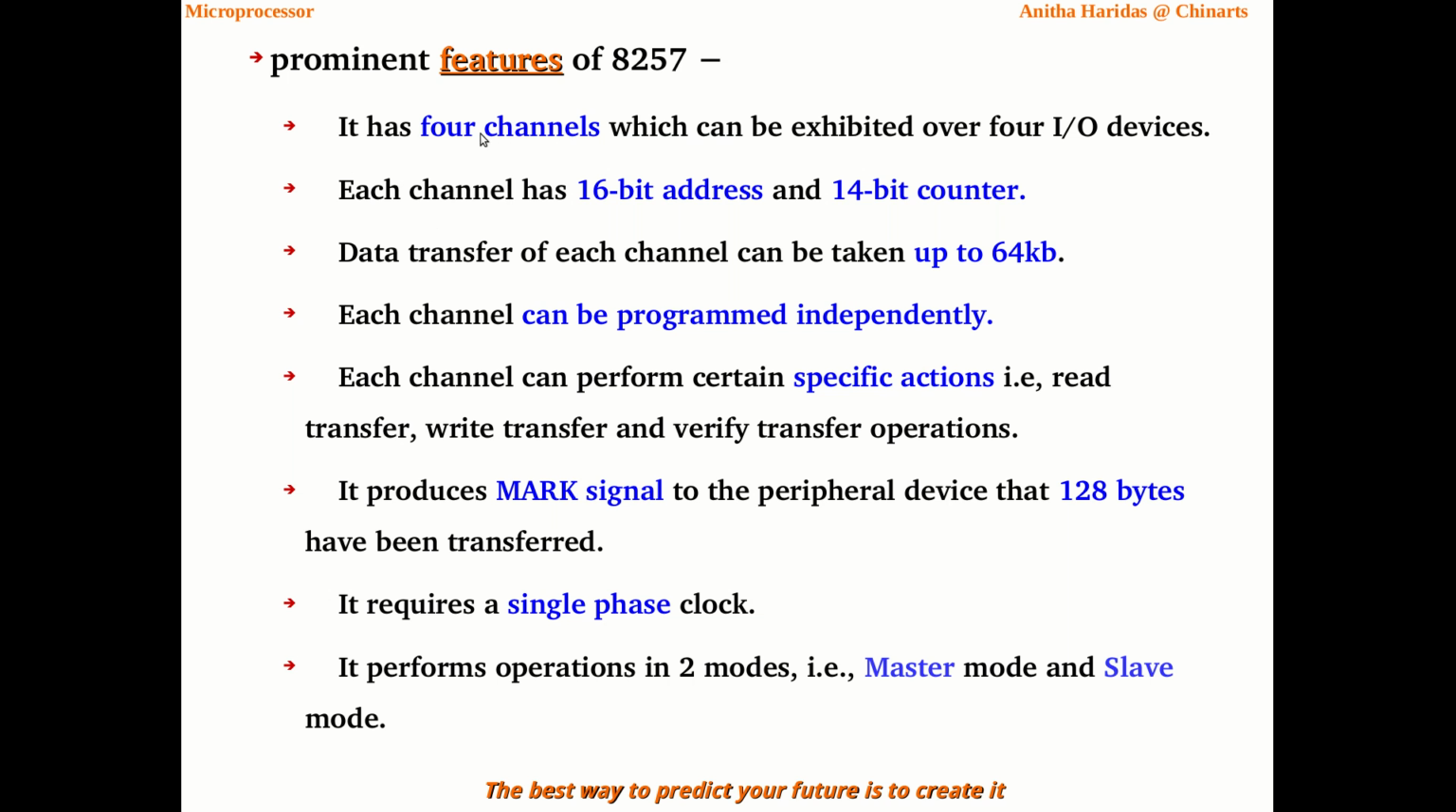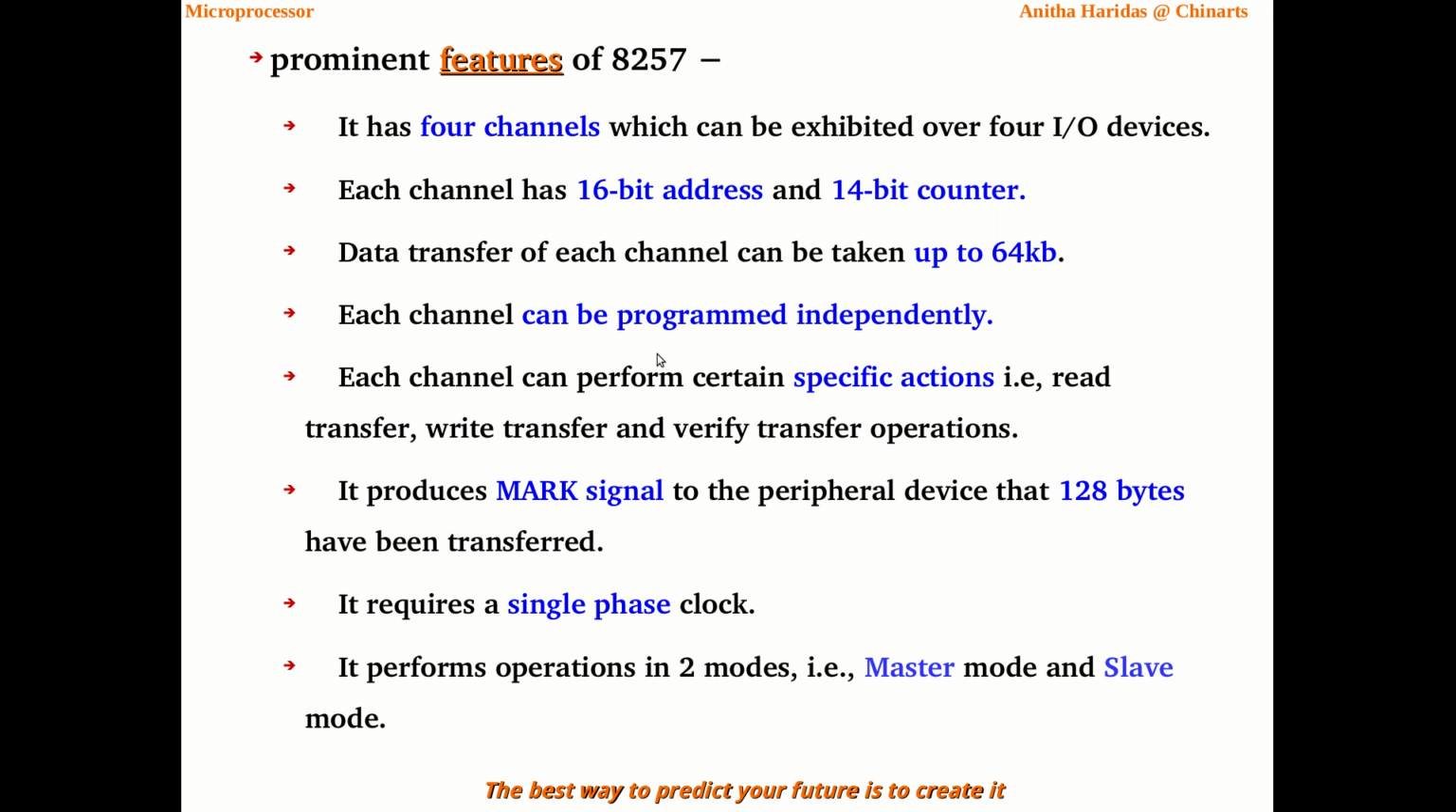Then each channel, 4 channels are there, each channel has a 16-bit address and a 14-bit counter. Why? Because we have already seen in the DMA controller, the CPU will be sending the starting address, and it will be sending the count, how many bytes are to be transferred. So that has to be stored here in the 16-bit address as well as in the 14-bit counter. Then the data transfer of each channel can be taken up to 64 kilobytes. Up to 64 kilobytes we can transfer the data.